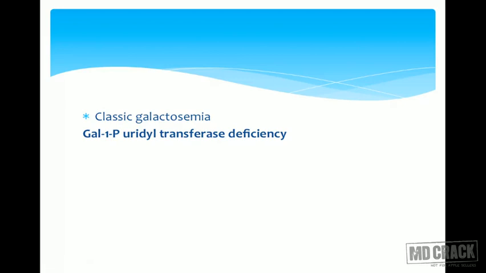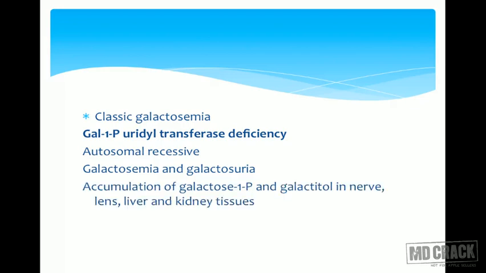The symptoms are same as that of fructose 1-phosphate. Whenever fructose 1-phosphate accumulates, the same things can happen even with galactosemia, classical galactosemia. This is also an autosomal recessive. Again galactosemia, galactosuria, and accumulation of galactose 1-phosphate and galactitol in the nerve, lens, liver and kidney tissues. And these kids are usually born with congenital cataract. This is one of the characteristic features of classic galactosemia, because galactitol can accumulate in the lens, it is hygroscopic and can lead to congenital cataract. That is one classic feature of classic galactosemia.